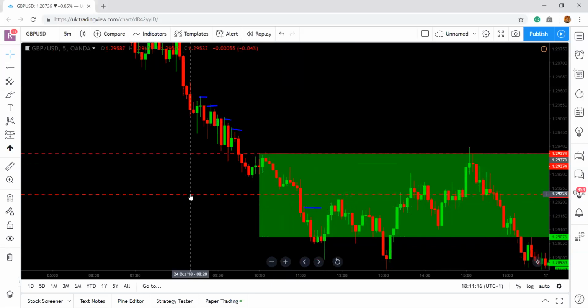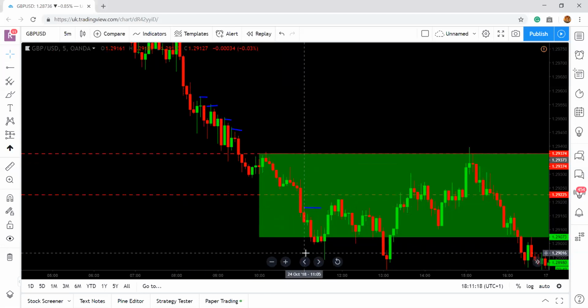This is another 4H structure level. So I was looking or anticipating some sort of resistance, but we didn't get it. And because price broke through that structure level as it did, I was kind of anticipating a false breakout. So I was expecting price to retrace from me.